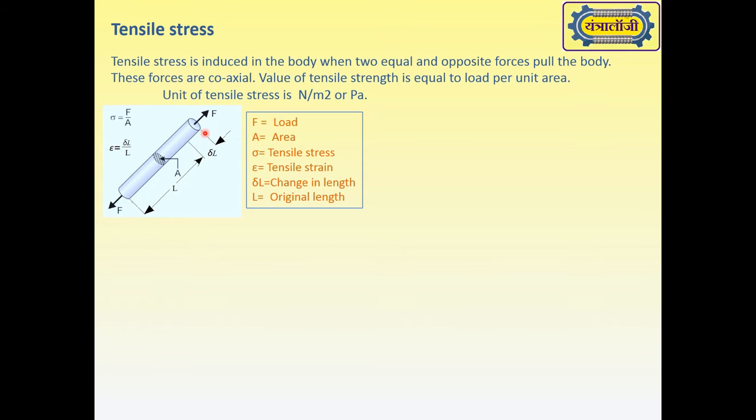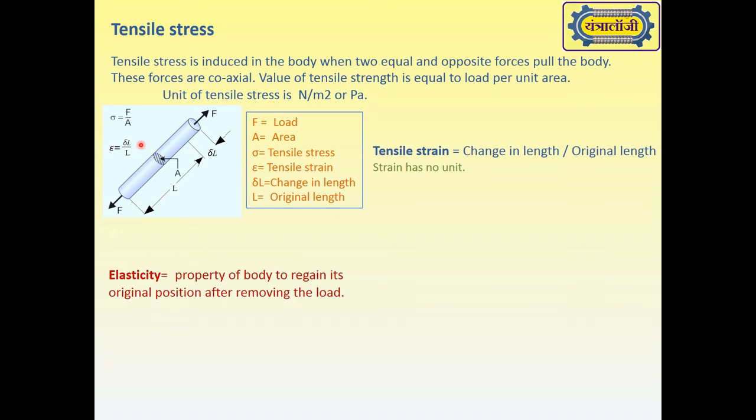So here sigma is tensile stress, which is equal to load per unit area, that is F by A, and epsilon is equal to tensile strain, which is change in length to the original length. So change in length is delta L, original length is L. The ratio is tensile strain, and strain has no unit since it is the ratio of both the lengths.